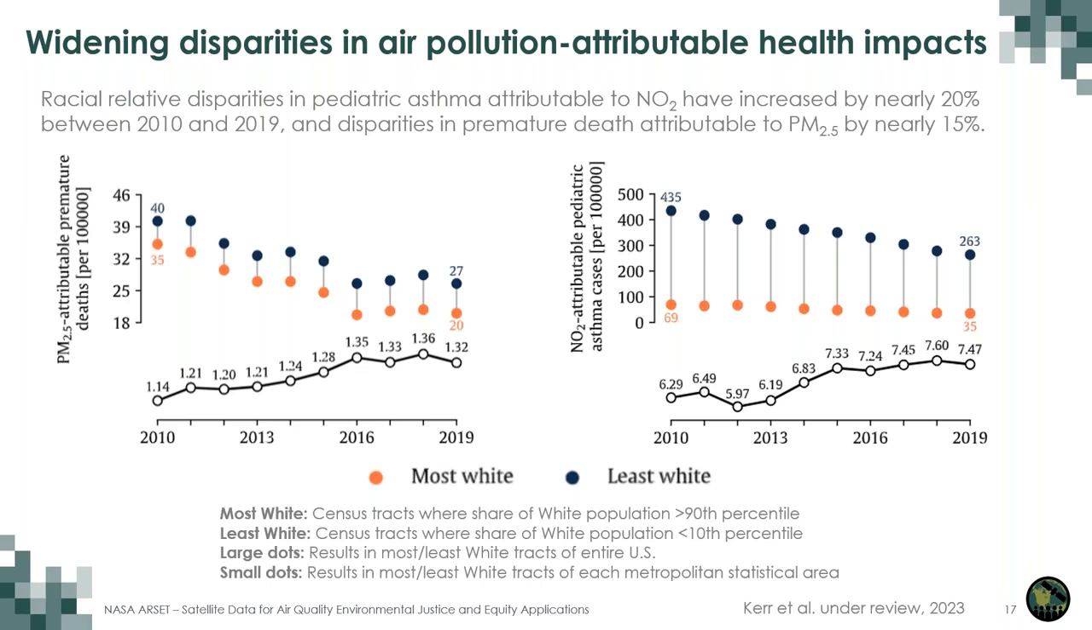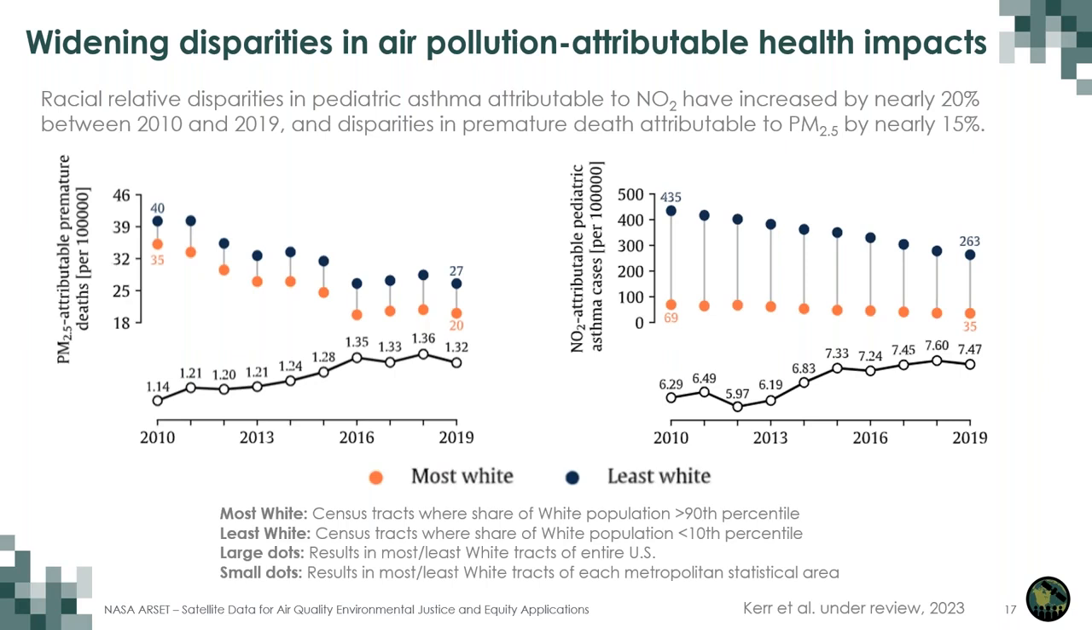And yet we still see quite a bit of air pollution injustice, with higher PM2.5 attributable premature death rates in the least white census tracts compared with the most white census tracts across the United States. The relative disparity, that line chart on the bottom, has been increasing over time to about 1.32. That's the ratio of PM2.5 attributable premature deaths per 100,000 in the least white census tracts compared with the most white census tracts.